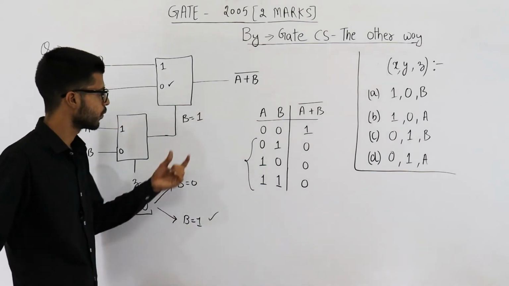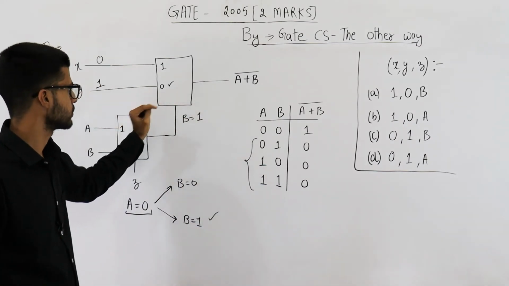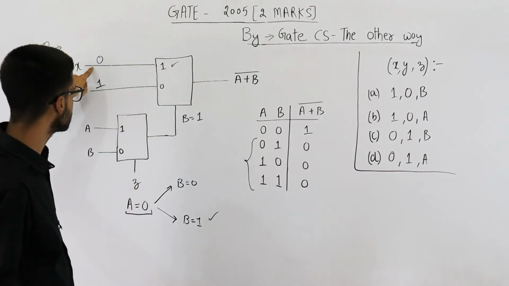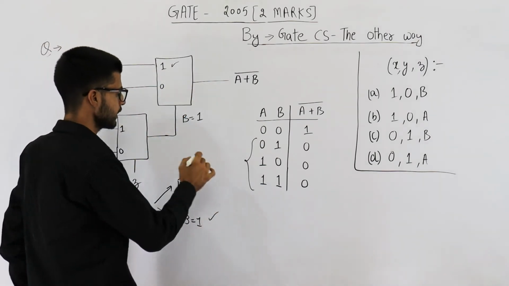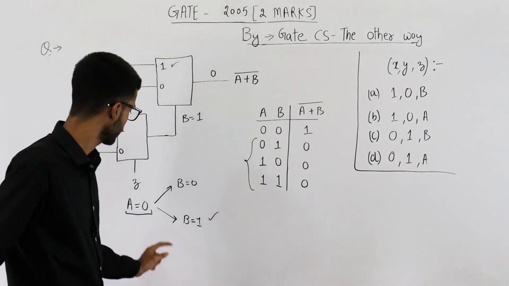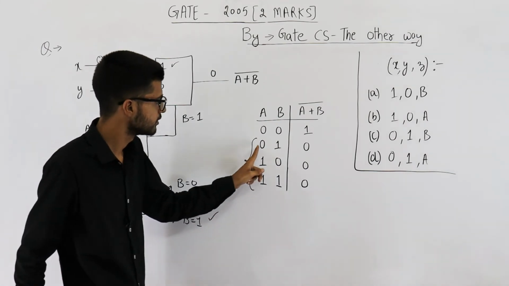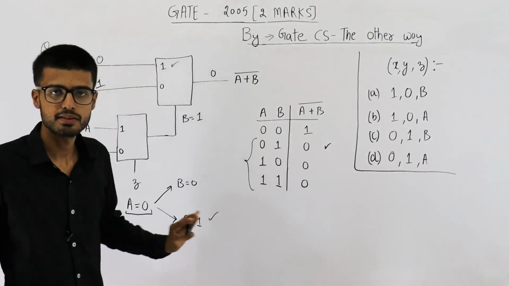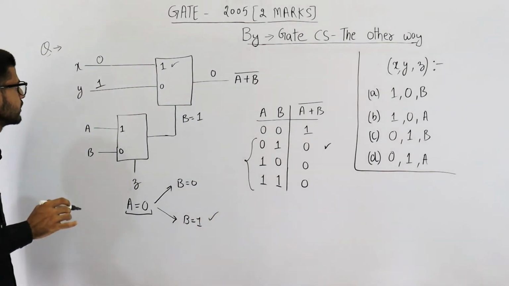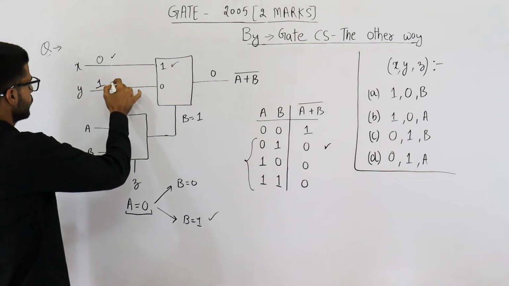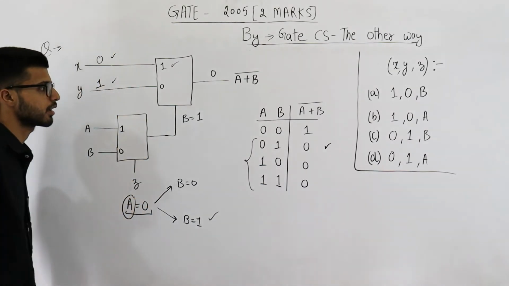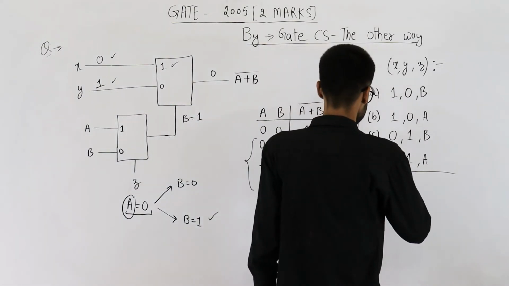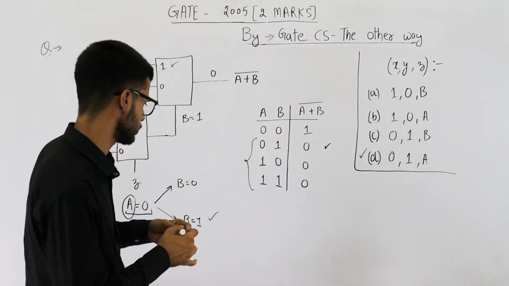Okay. So 1 will be given as select line to this multiplexer. That means its output is going to be this one. We have already connected 0 here. So the output in this case is going to be 0. Let us see, 0 and 1. We wanted the output to be 0 only and we are getting 0. That means the values of x, y, z are 0, 1 and A. So this is your answer. Answer is option D.